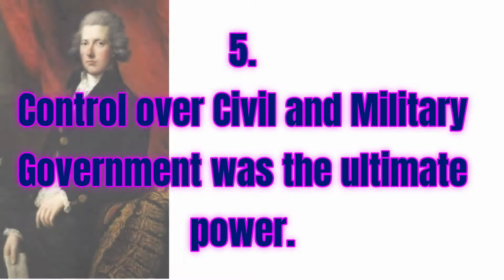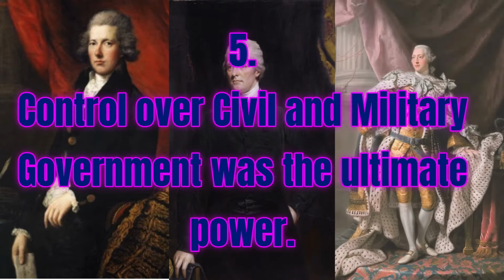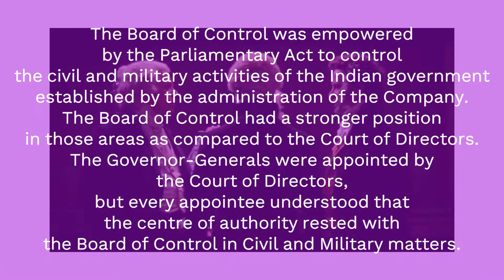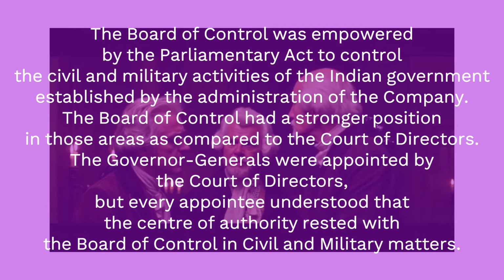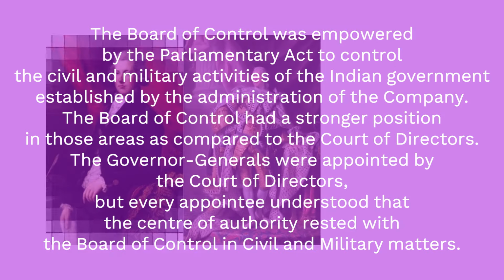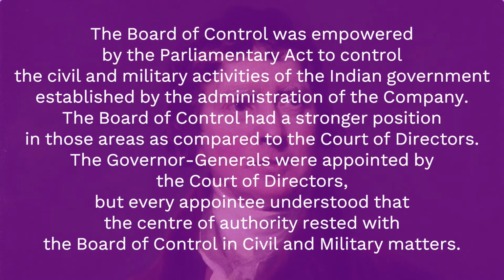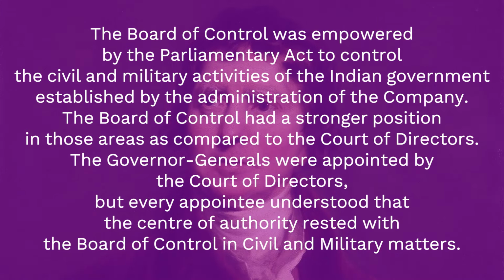5. Control over civil and military government was the ultimate power. The Board of Control was empowered by the Parliamentary Act to control the civil and military activities of the Indian government established by the administration of the company. The Board of Control had a stronger position in those areas as compared to the Court of Directors. The Governor-Generals were appointed by the Court of Directors, but every appointee understood that the center of authority rested with the Board of Control in civil and military matters.